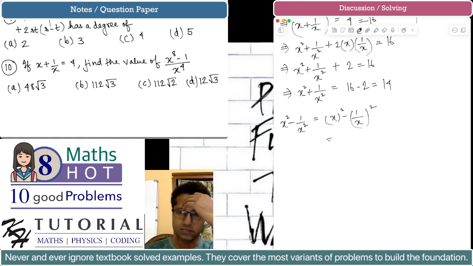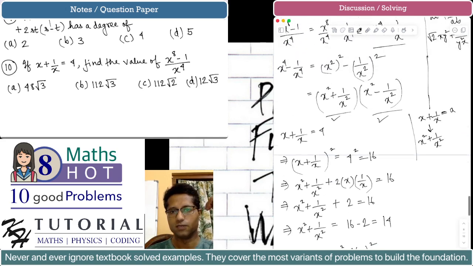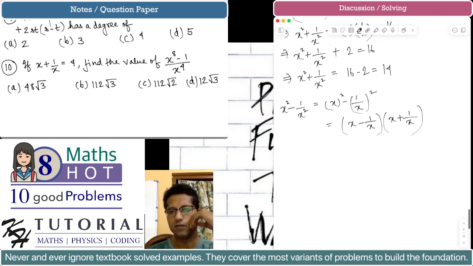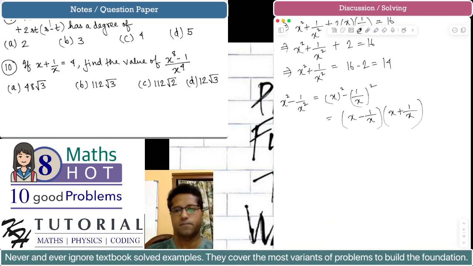Applying the identity of a square minus b square, we know this will be equal to x minus 1 by x multiplied by x plus 1 by x. X plus 1 by x, we already know its value, it is given. Now we have to find the value of x minus 1 by x. We have to find the value of this.